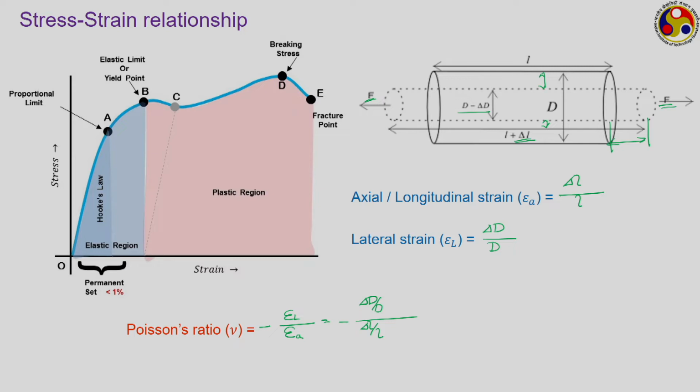This is the Poisson's ratio. The minus sign comes because, for the kind of situation that we are showing here, while delta L is positive, delta D is negative. So, to avoid a negative sign, the Poisson's ratio is given this minus symbol.